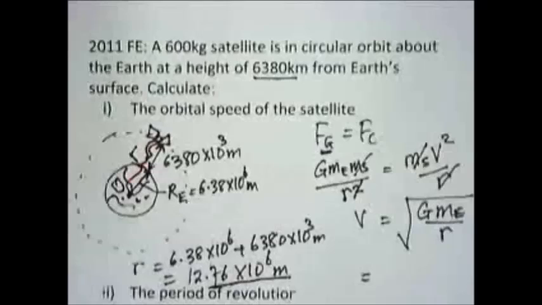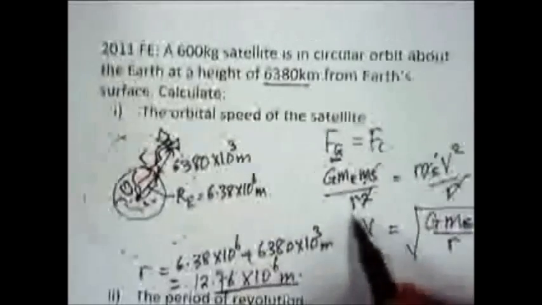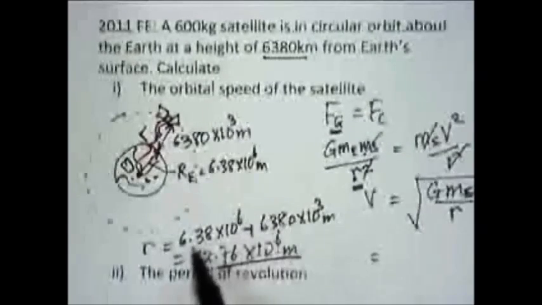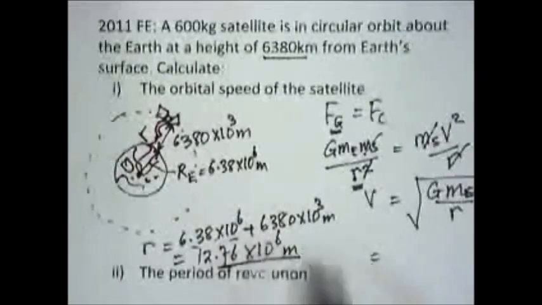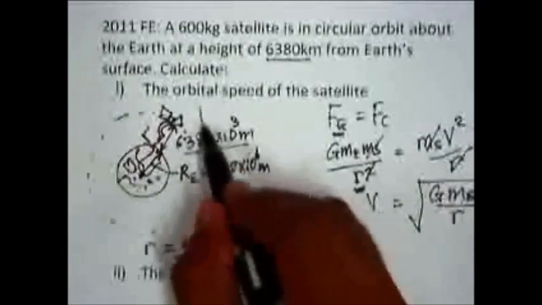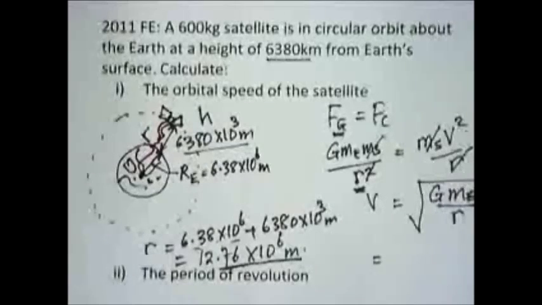You can also have a question where the velocity is given and it will ask you to find the height above the Earth's surface where the satellite is. So you'll go about finding this radius in the same way. But once you have this radius, then you subtract the radius of the Earth from it to actually get your height, because this value here is height above the surface of the Earth.